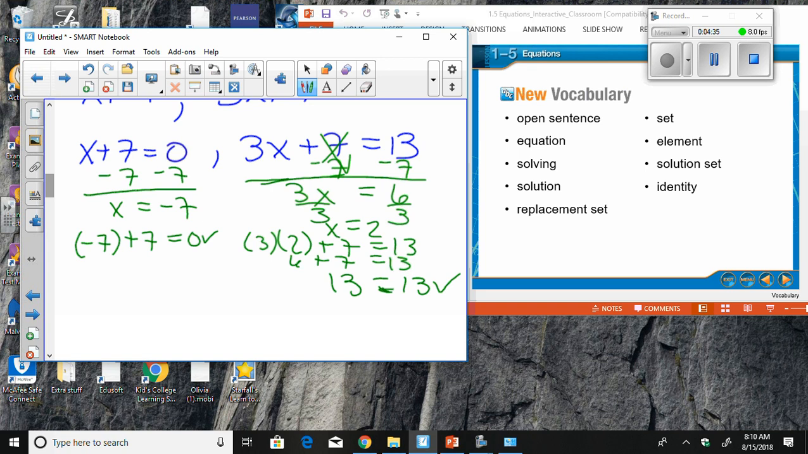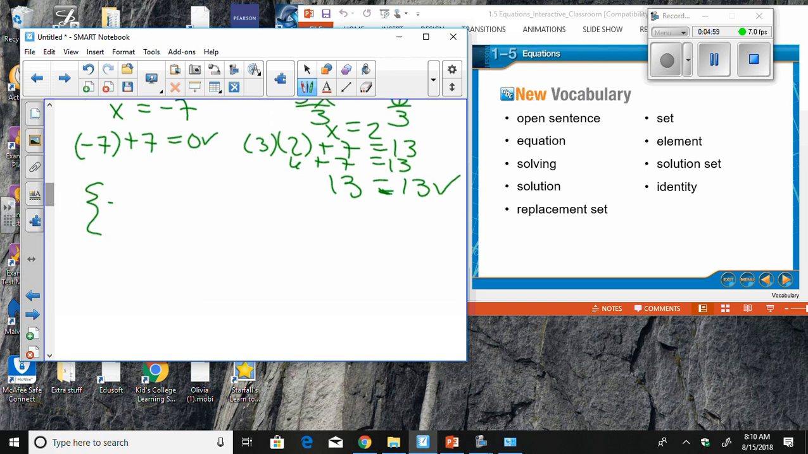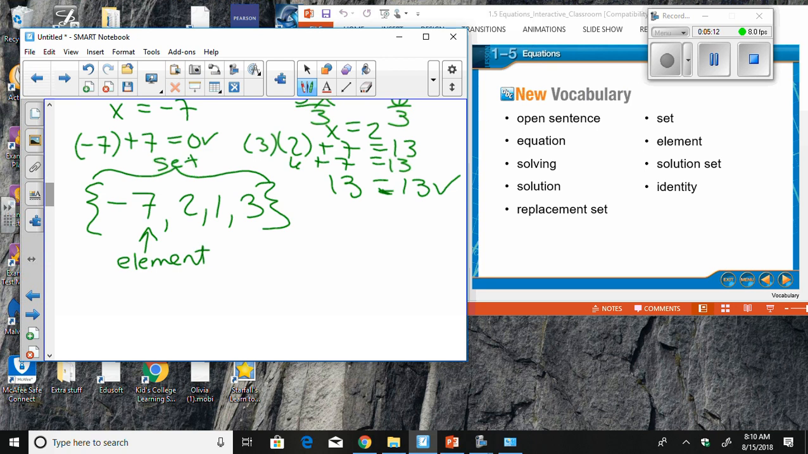A set of numbers from which replacements for a variable may be chosen is called the replacement set. Sometimes they will give you several numbers to choose from and say which one is the correct one. A set is a collection of objects or numbers that is often shown using braces. Each object or number in the set is called an element. So if they give you a set and ask which one is the answer, -7, 2, 1, or 3, this whole thing is a set, and each one of these is an element.